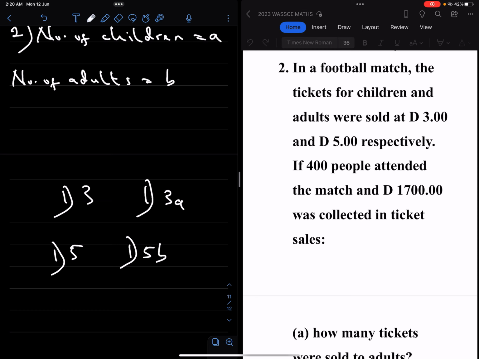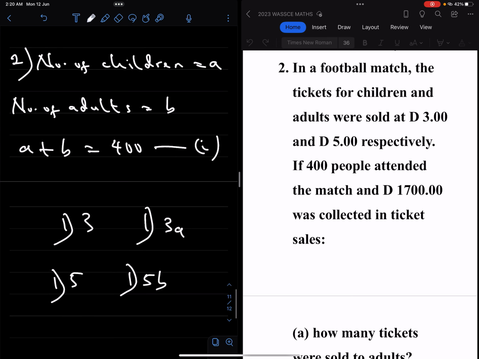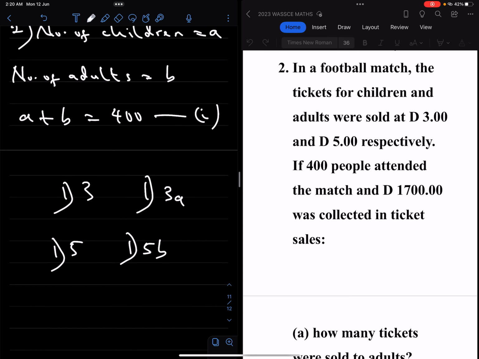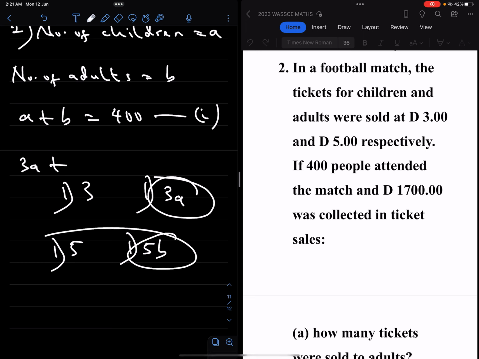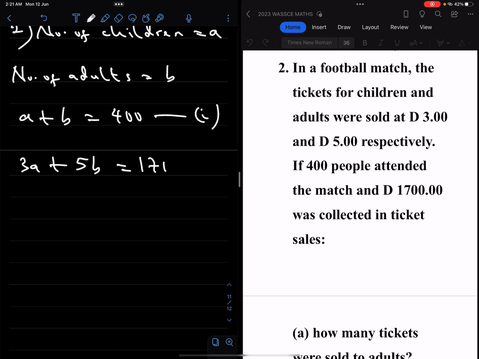Now, let's read further. The question says, if 400 people attended the match, number of people who attended will be number of children plus number of adults. That's 400. Let's call that equation 1. And 1,700D was collected in ticket sales. The amount paid by all the children for tickets is 3A, and the total amount paid by all the adults for tickets was 5B, so that means 3A plus 5B is what will give that 1,700D. Let's call that equation 2.